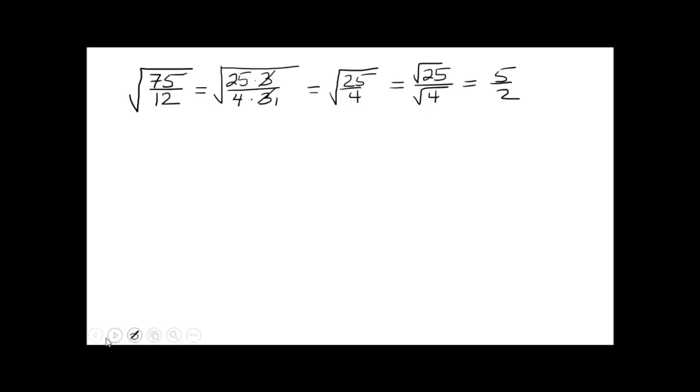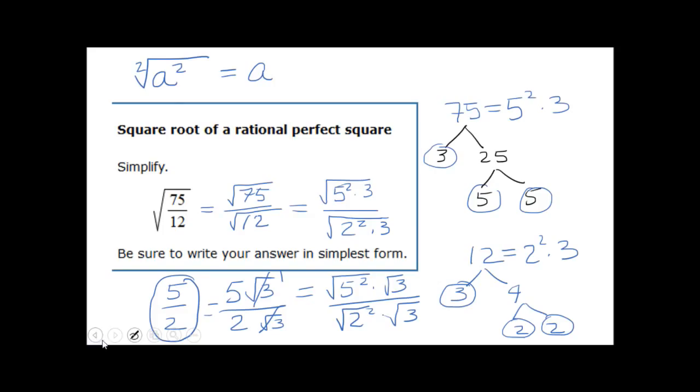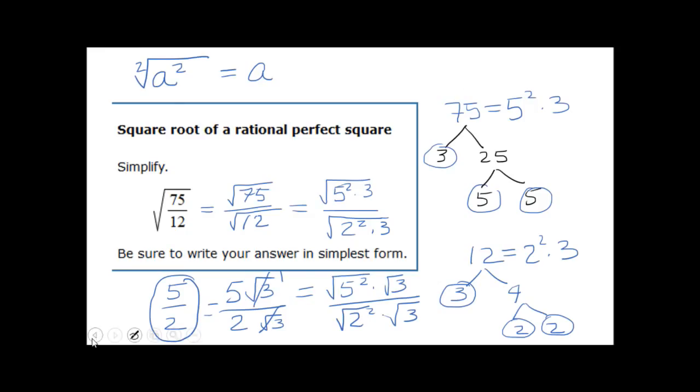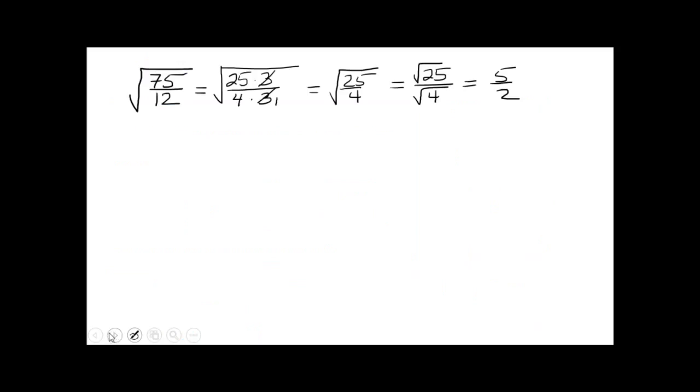So either way, we get the same answer, but notice it was a lot simpler. In some problems where you can reduce like that, you can do something like this. In other problems, you're going to have to go the longer route. Okay, now I'm going to pull up another problem for us to look at related to radicals.